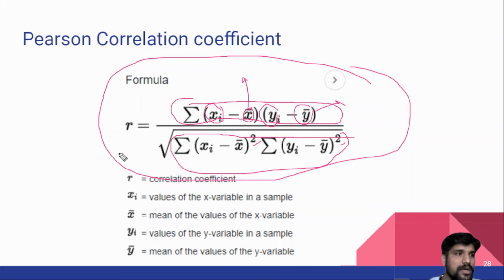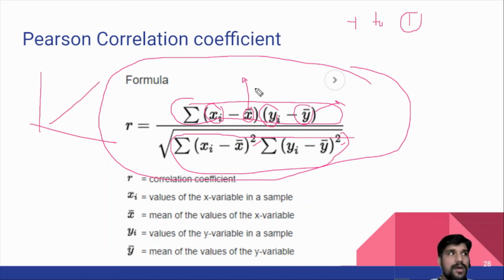Now it is very important that the Pearson correlation coefficient value lies between -1 and 1. A value near -1 means a negative correlation, and a value near +1 means a positive correlation. Positive correlation means whenever x is increasing, y is also increasing. Negative correlation means x is increasing but y is decreasing. So this is called a negative correlation, and this is called a positive correlation.